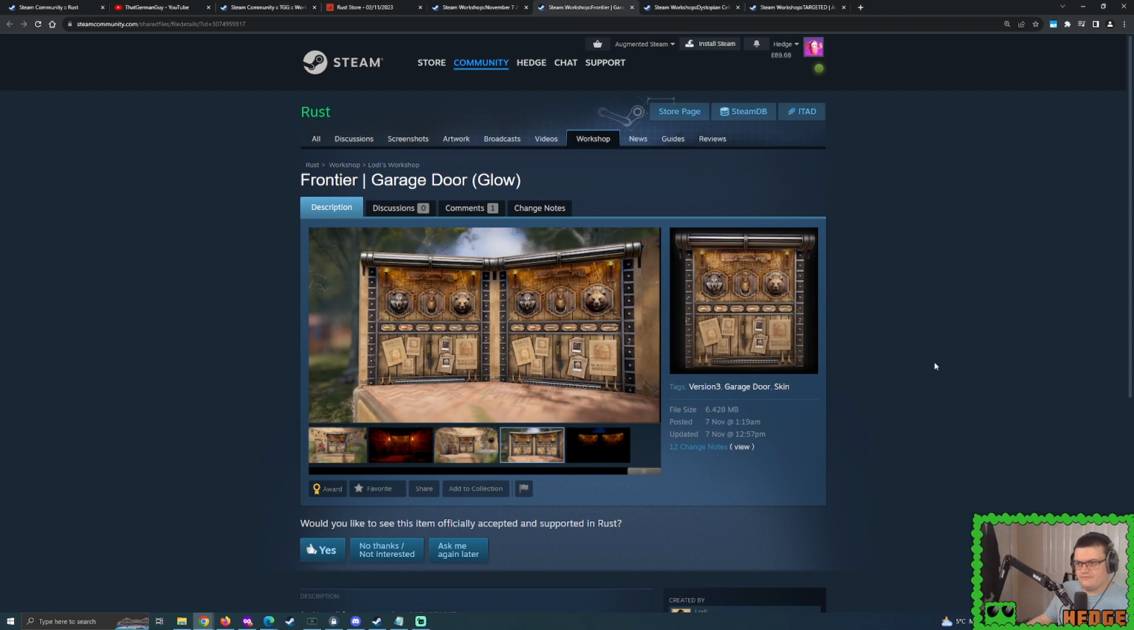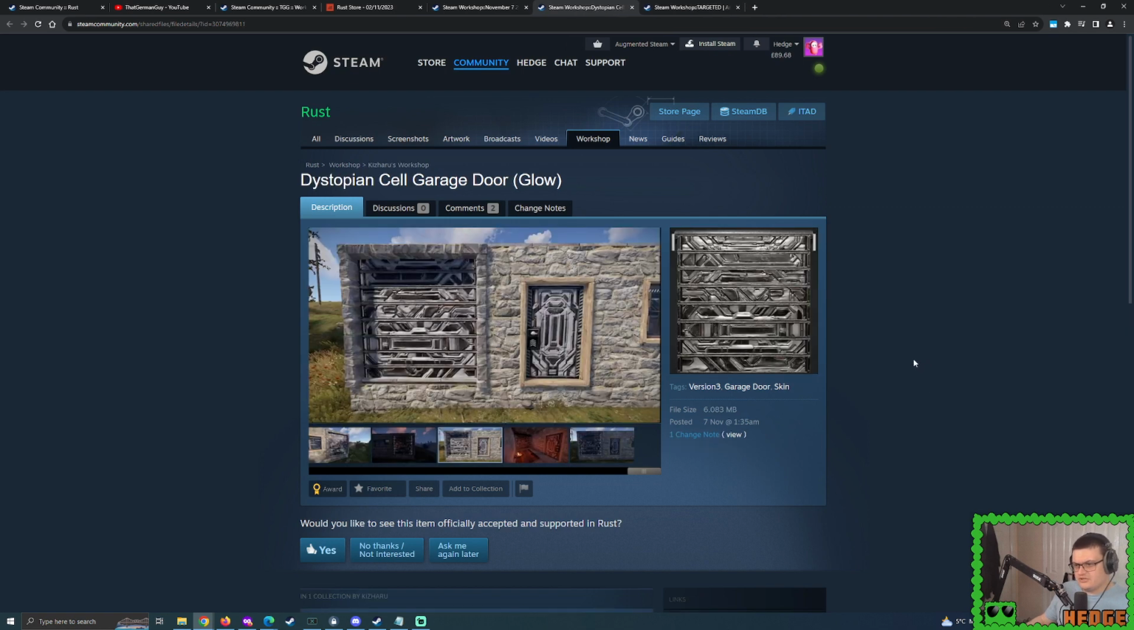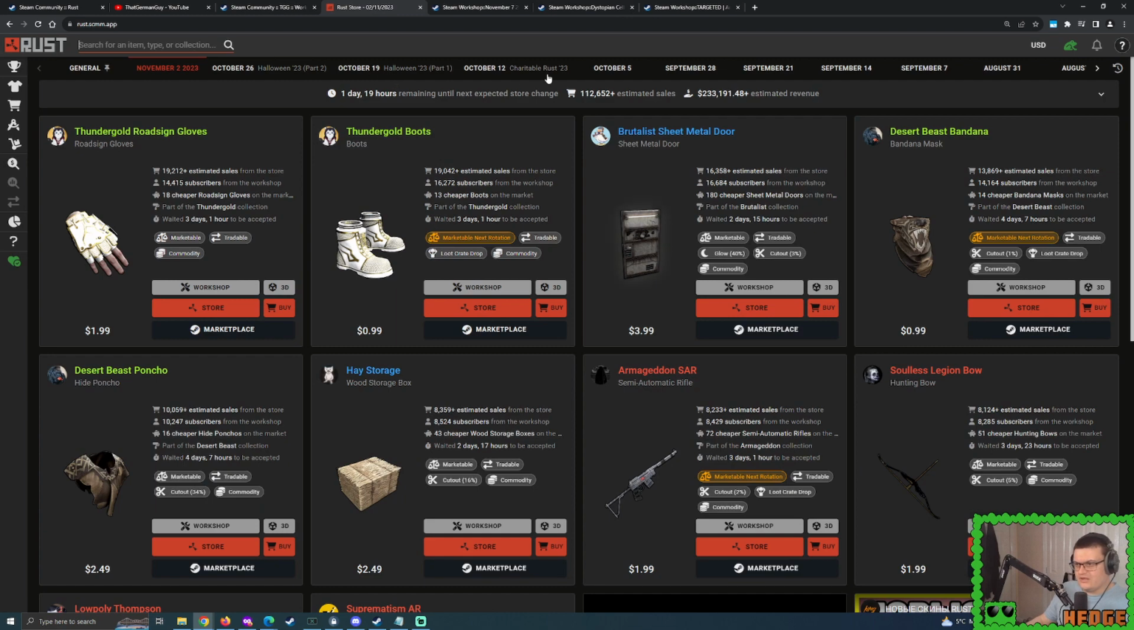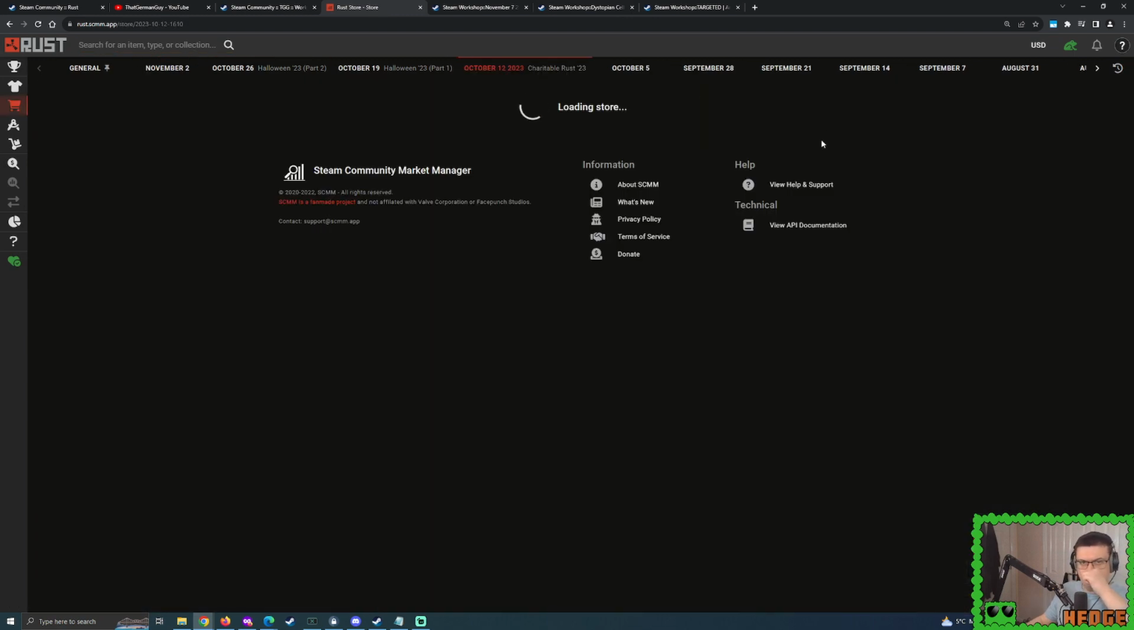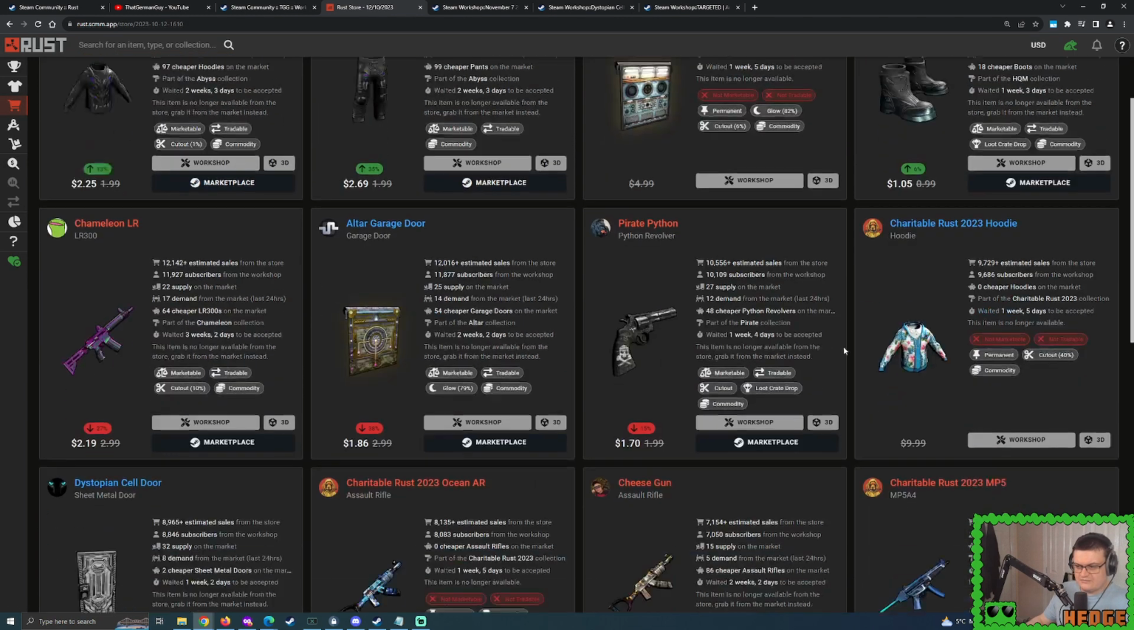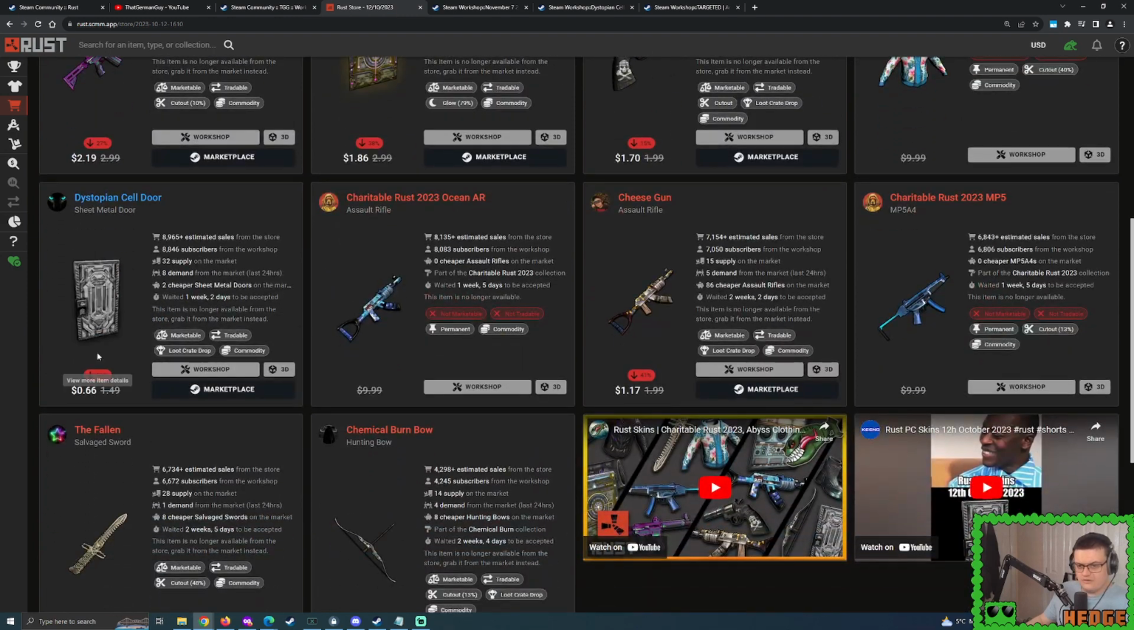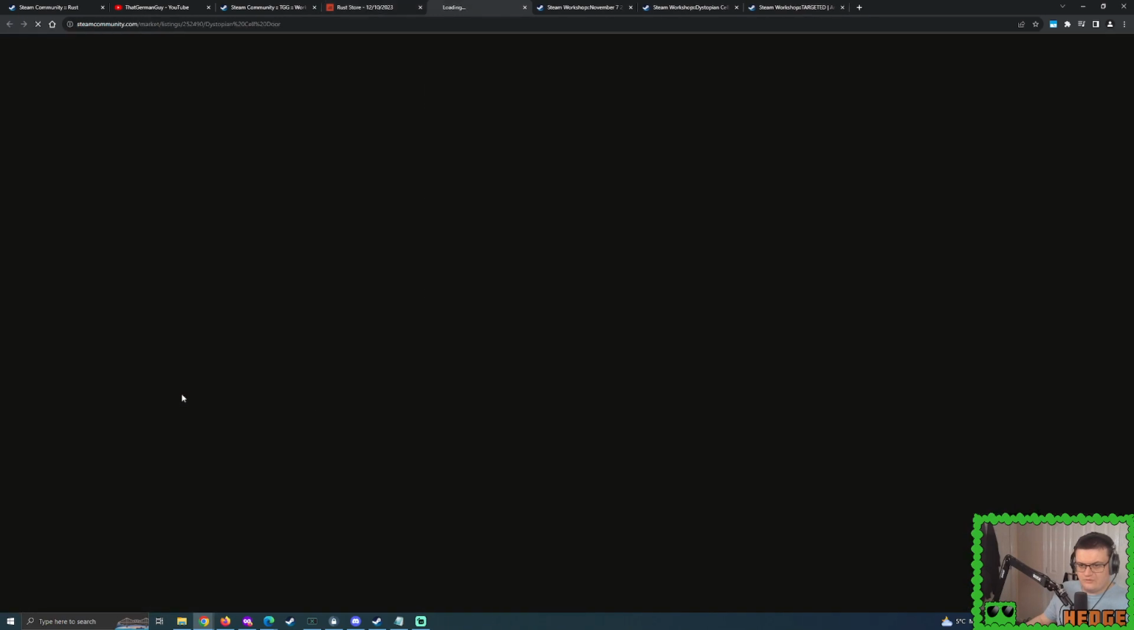Then we have the Dystopian Cell Garage Door. Let's go take a look at that door that came out not too long ago. Do you remember Kizaru got his first ever skin accepted? It was during the charitable Rust week. Oh, no, it's damn. Oh, God. Right, well, that's it right there.